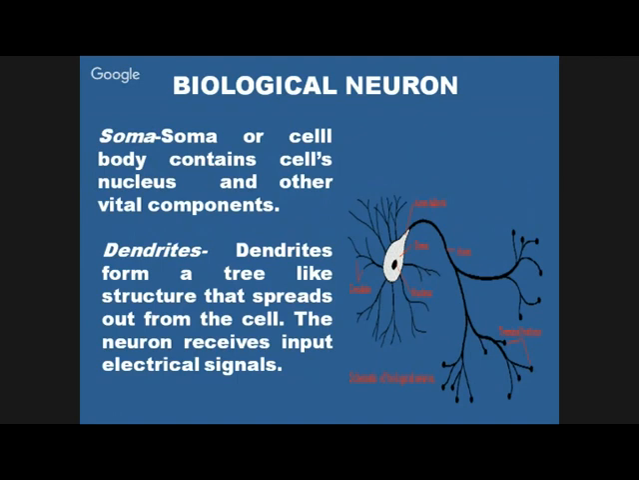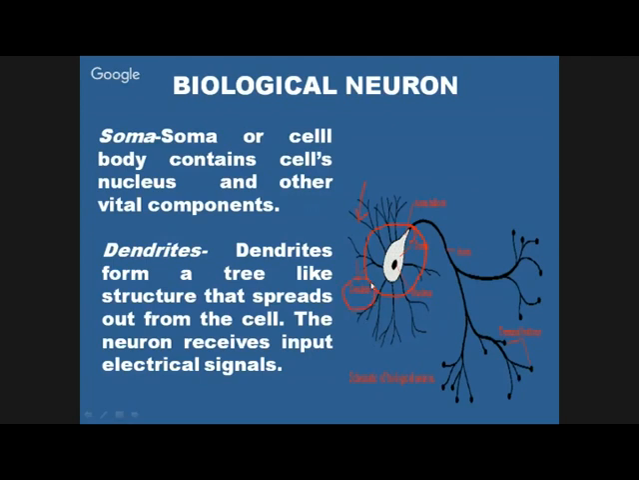Now about the biological neuron. Let us see what a biological neuron consists of. The first point is the soma, that is the main nucleus, the cell body, which contains the cell's nucleus and other vital components. The neuron will take the input, and the input will come from this tree-like structure. These are known as dendrites.